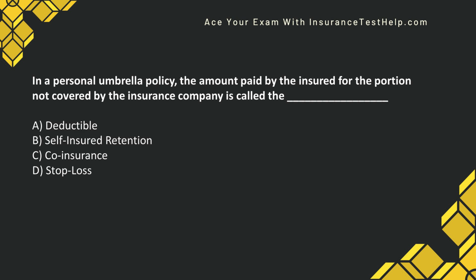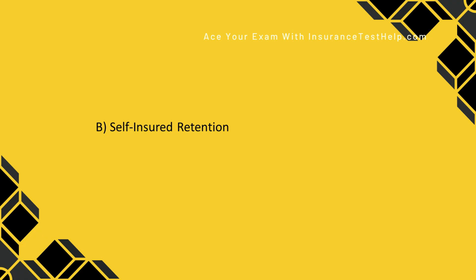In a personal umbrella policy, the amount paid by the insured for the portion not covered by the insurance company is called the blank. A, deductible. B, self-insured retention. C, coinsurance. Or D, stop loss. The correct answer is going to be B, self-insured retention. Remember, this is a personal umbrella policy, not a regular policy. So SIR is the term you're looking for, and it is highly testable.